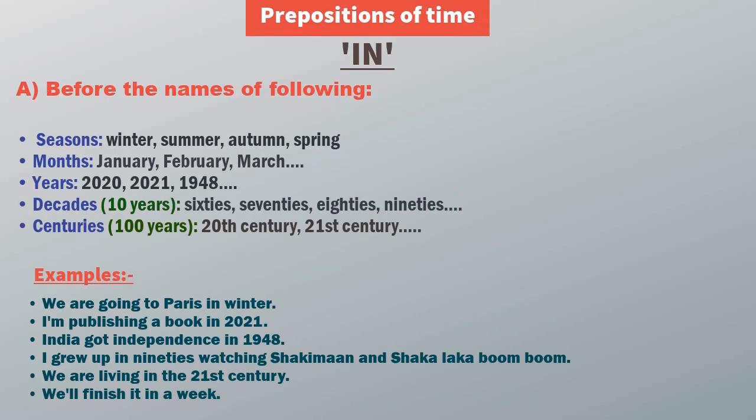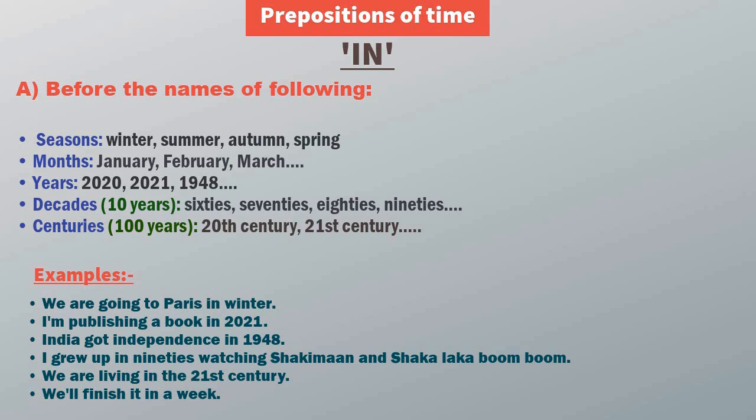Guys, we use in with seasons like in winter, in summer, with months in January, in February, in April, in October, with years in 2020, in 2021, in 2013, in 1948, with decades, 90s, 70s.